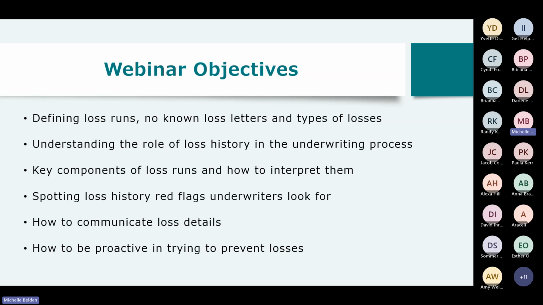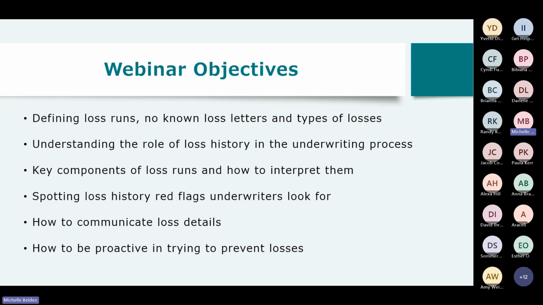So while I will say the main focus of this webinar from a loss history perspective is going to be more towards the P&C side of things, that's not to say that this can't cross the board if you were trying to write a work comp risk or a professional risk, things like that. But I will say this is going to be more focused on things that are driven from general liability losses or property related losses.